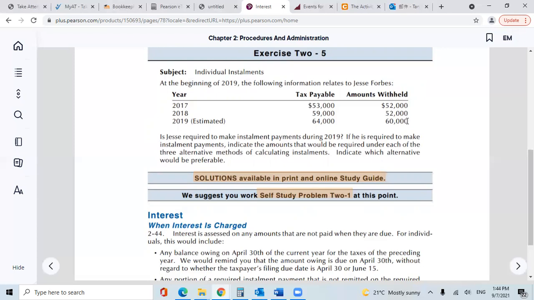Always come with alternative number 1. We calculate our current year, use 4,000 divided by 4. The installment payment will be 1,000 per quarter. Now, you need to follow alternative number 2. The preceding year's is $7,000. We use $7,000 divided by 4, you get 1,750. So alternative number 2 is more than alternative number 1. Now, the third one is the CRA installment reminder, which is alternative number 3.